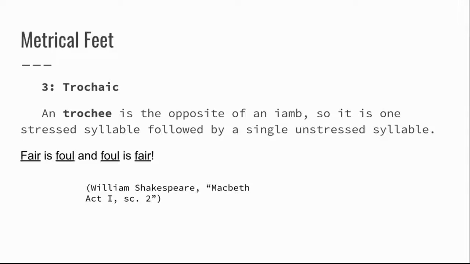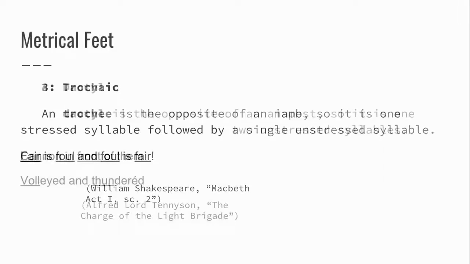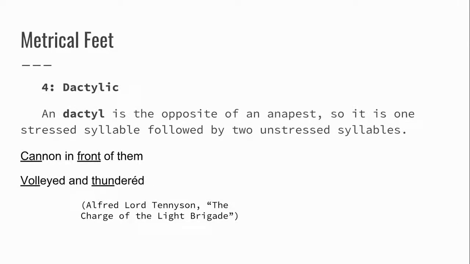Just like a trochee is the opposite of an iamb, a dactyl is the opposite of an anapest. So that's one stressed syllable followed by two unstressed syllables. And here's one from Alfred Lord Tennyson, our old friend. Cannon in front of them volleyed and thundered. Makes a pretty good example of dactylic poetry.